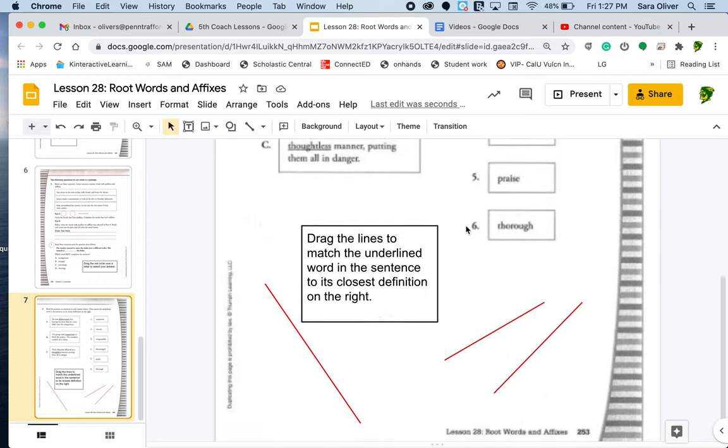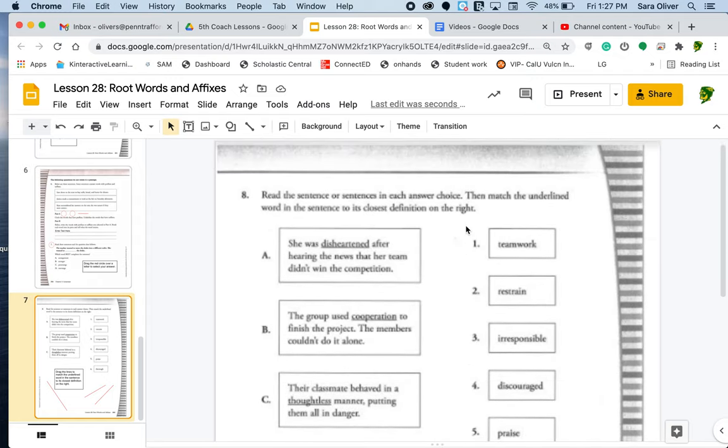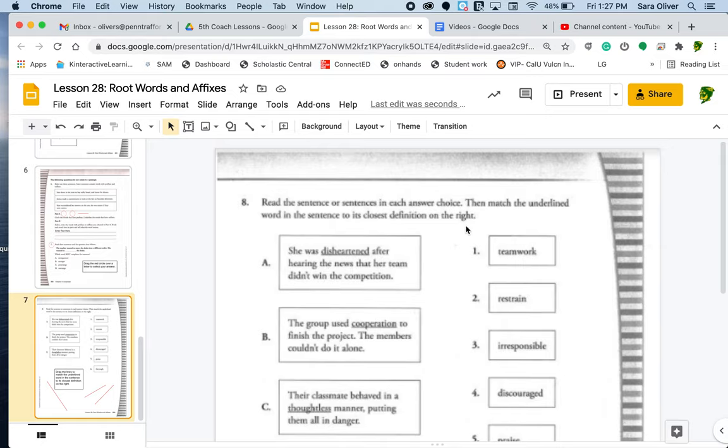You'll use these red lines to connect the word with the definition closest on the right.